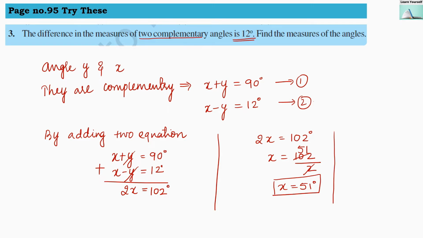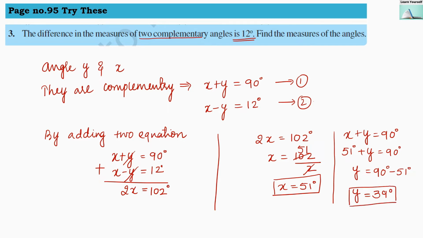Now let us put this x equals 51 degree value in any of these equations. You can substitute the x value in any of these two equations and you will get the value for y. So x plus y equals 90 degree. Now x we know is 51 degree, plus y equals 90 degree. So y equals 90 degree minus 51 degree. So y equals, we will get here 39 degree. So this will be our second angle.